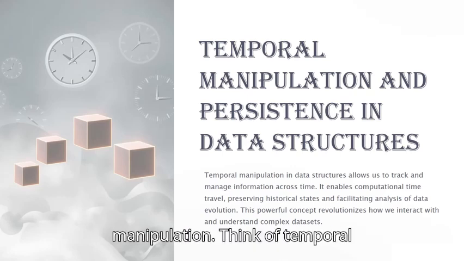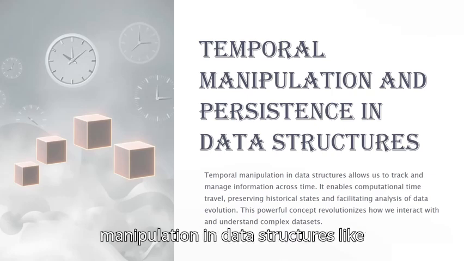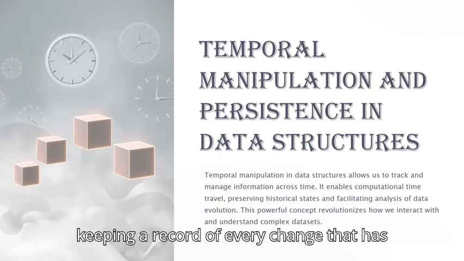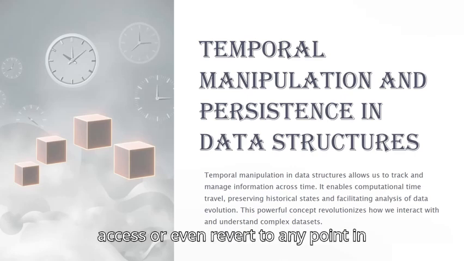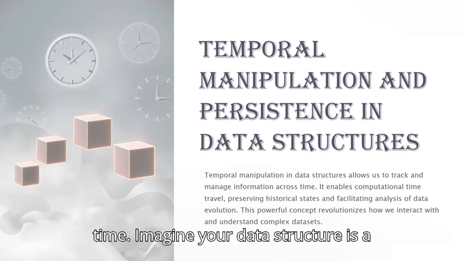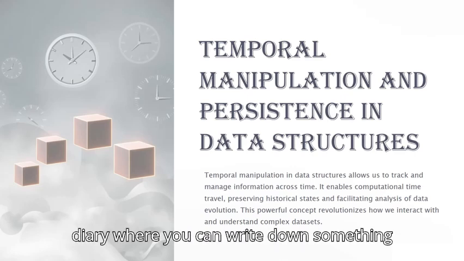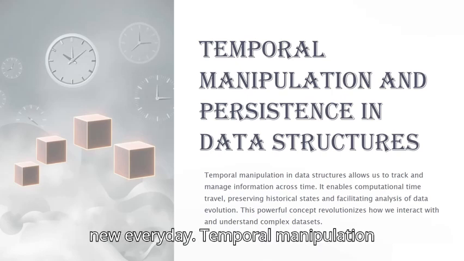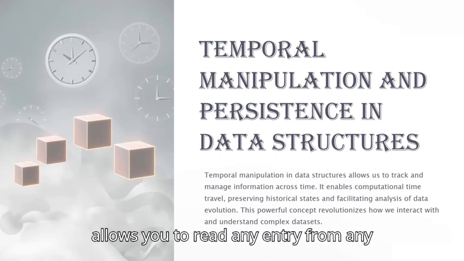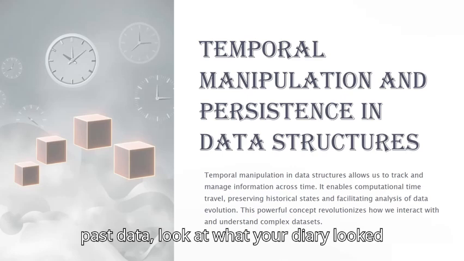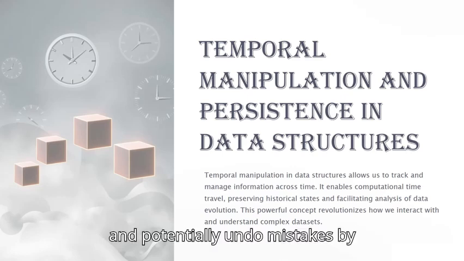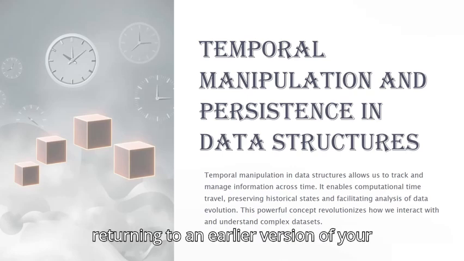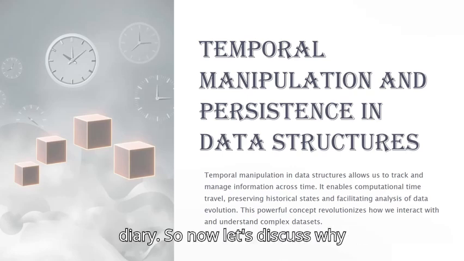Temporal manipulation. Think of temporal manipulation in data structures like keeping a record of every change that has ever happened to your data so you can access or even revert to any point in time. Imagine your data structure is a diary where you can write down something new every day. Temporal manipulation allows you to read any entry from any past date, look at what your diary looked like at any specific day in history, and potentially undo mistakes by returning to an earlier version of your diary.